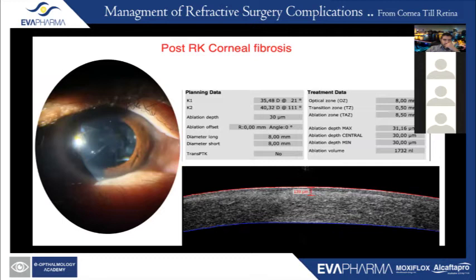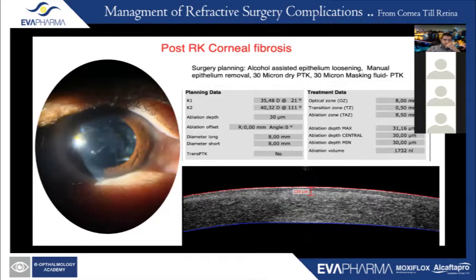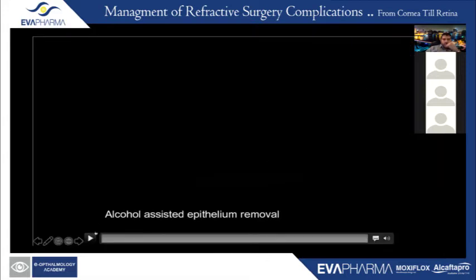And this is another case, but this is scarring due to radial keratotomy. In these cases, you have a central fibrotic scar, and I planned a PTK with a large zone, 8 millimeter of optic zone, and I planned a manual removal of this fibrosis. And then 30 micron of dry PTK and 30 micron of masking fluid PTK. And I will show you the video.